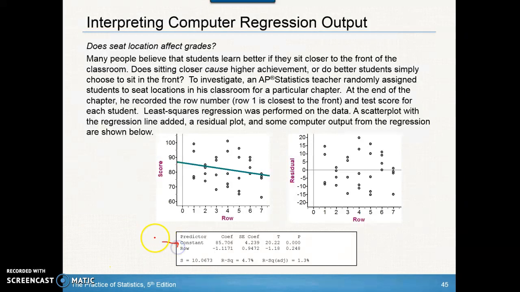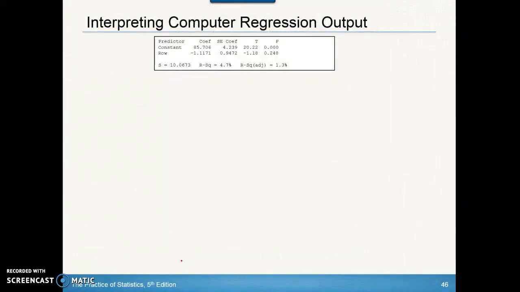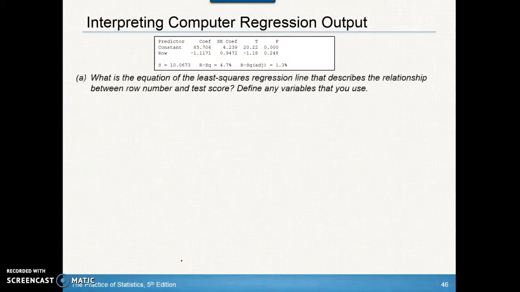Remember, your top row is always your y. Your second row is always your x. So this is your y-intercept, and this is going to be your slope. Remember, we don't deal with this, okay? And then we are just going to take a look at r squared, and s is our standard deviation of our residuals. Let's take a look at some questions based on this information.